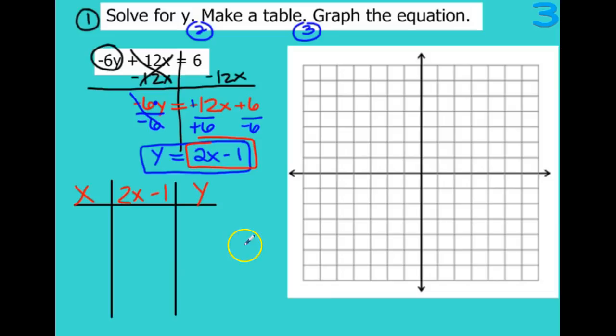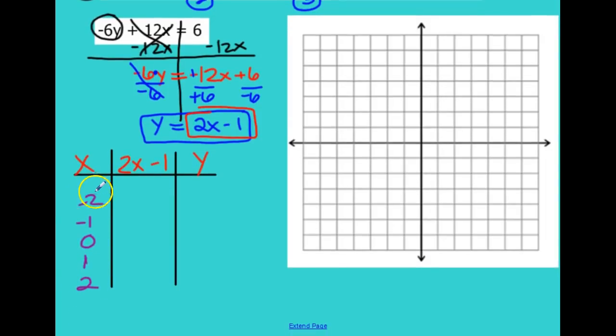It doesn't tell us what to plug in, so because there's no fraction here, we can plug in any numbers that we want, but I would suggest always plugging in 0, a couple negative numbers, and a couple positive numbers. That's why we plugged in last time these numbers, negative 2, negative 1, 0, 1, and 2. So let's plug those in for x.